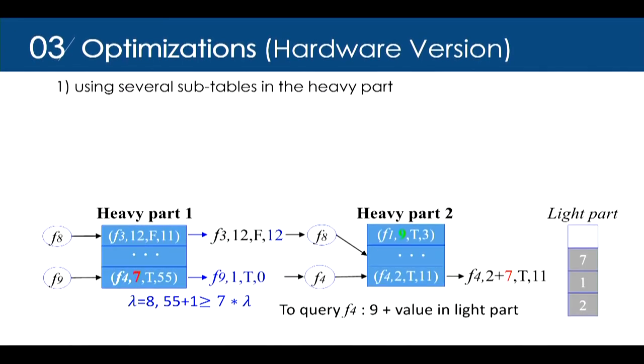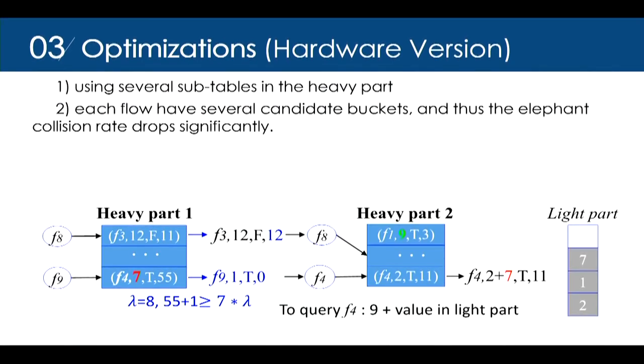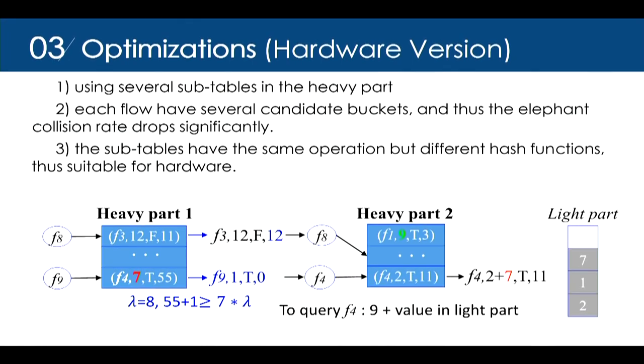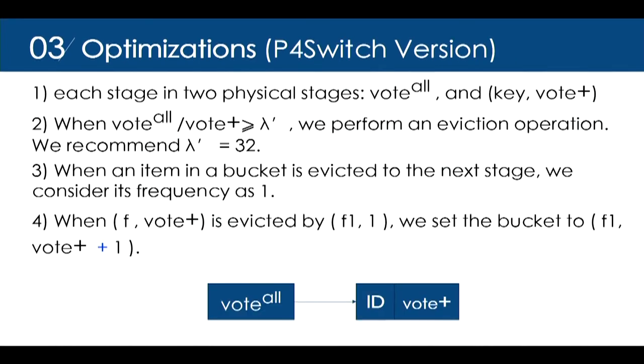And second, we design for the hardware version. We use several subtables in the heavy part. And in this case, each flow will have several candidate buckets, and the clean rate will drop significantly. And for all the subtables, they have the same operations. The only difference is the hash function. Therefore, this is suitable for hardware pipeline.